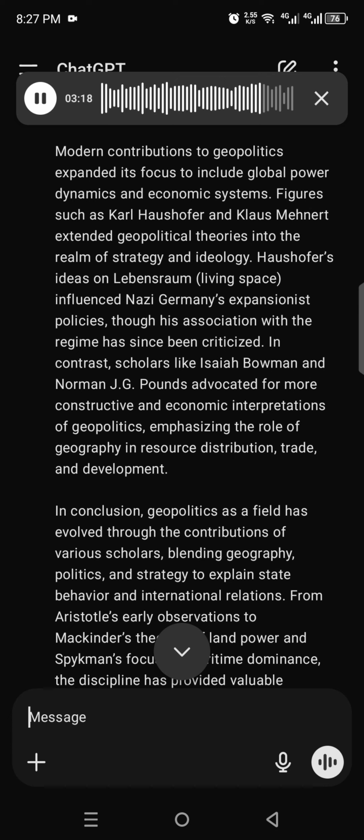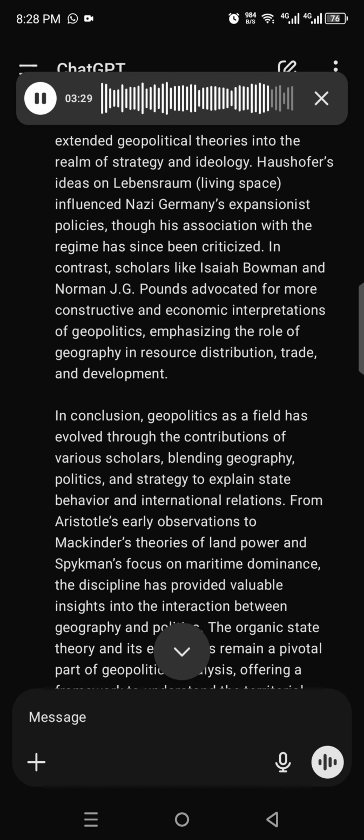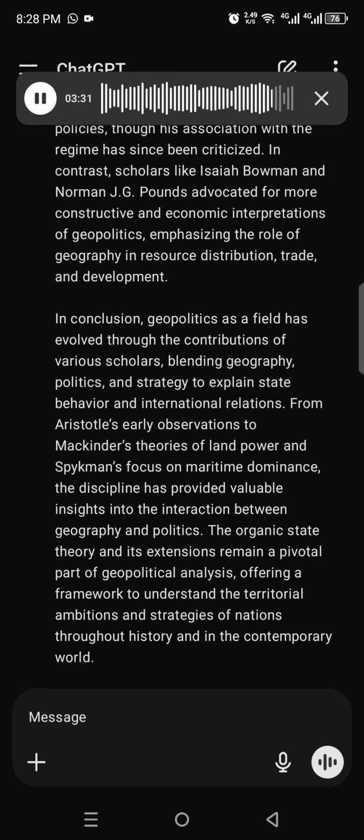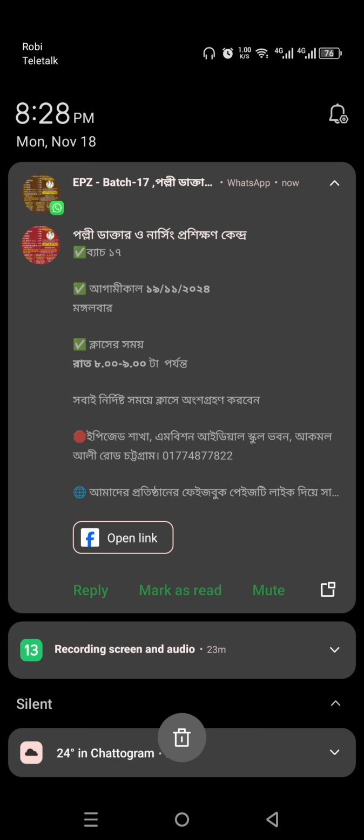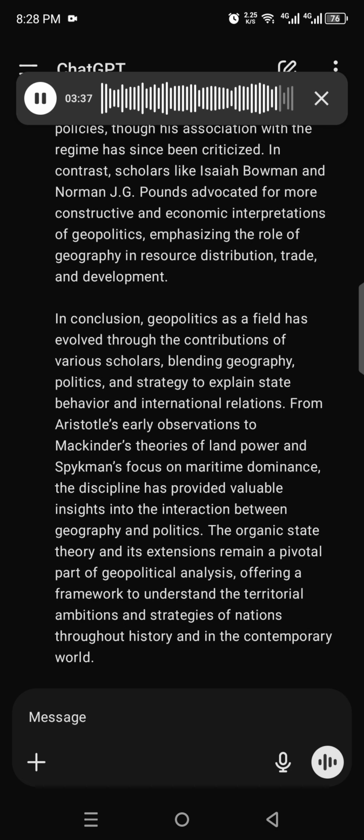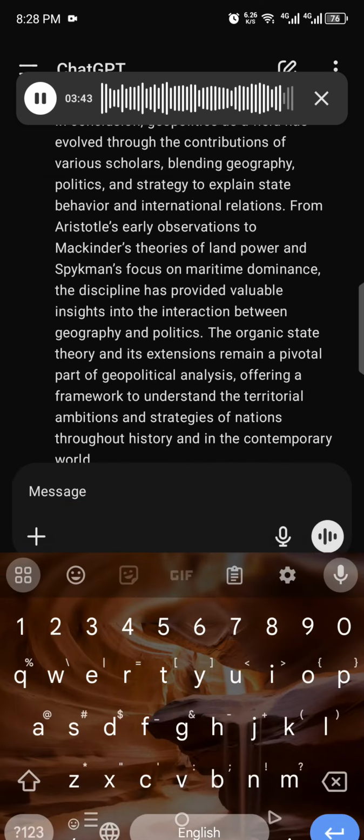and development. In conclusion, geopolitics as a field has evolved through the contributions of various scholars, blending geography, politics, and strategy to explain state behavior and international relations. From Aristotle's early observations to Mackinder's theories of land power and Spykman's focus on maritime dominance, the discipline has provided valuable insights into the interaction between geography and politics.